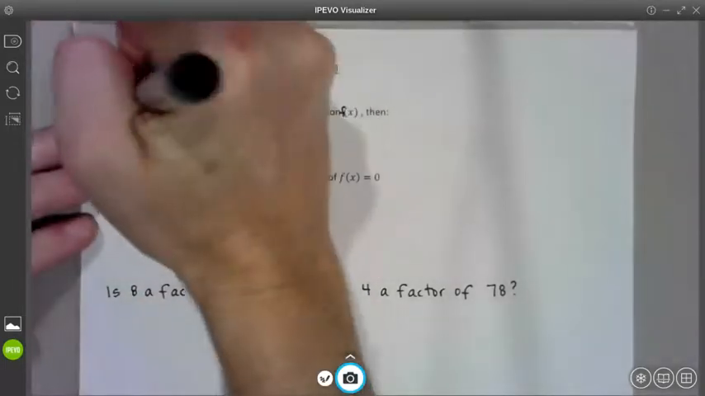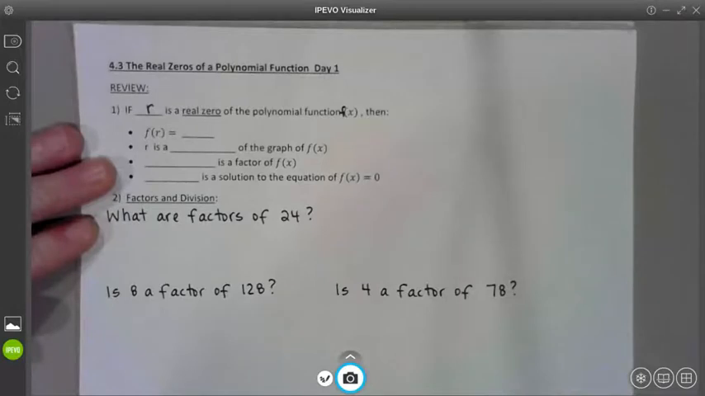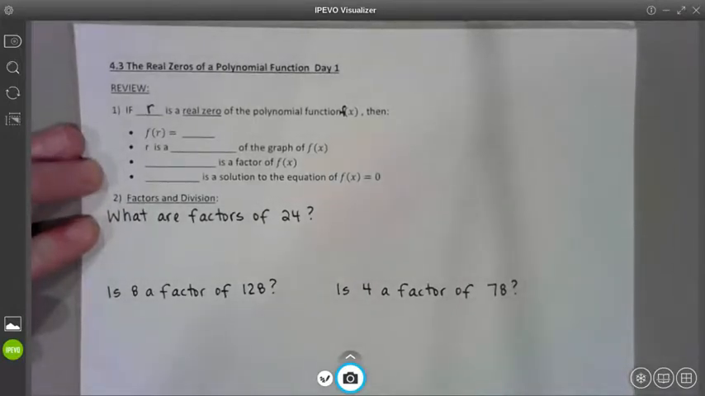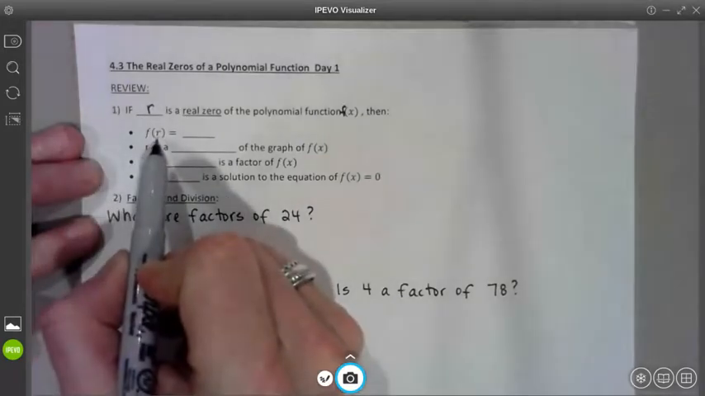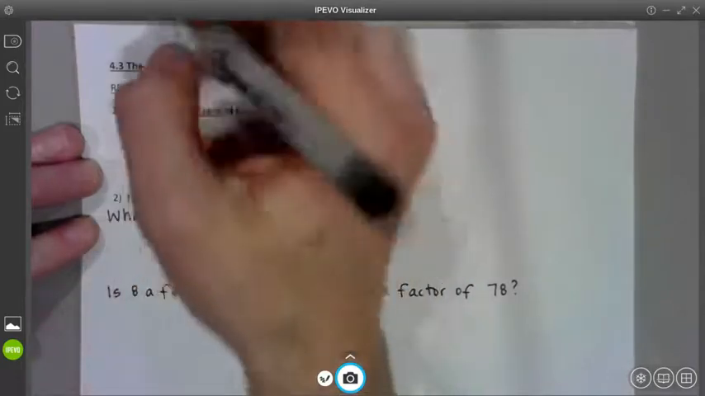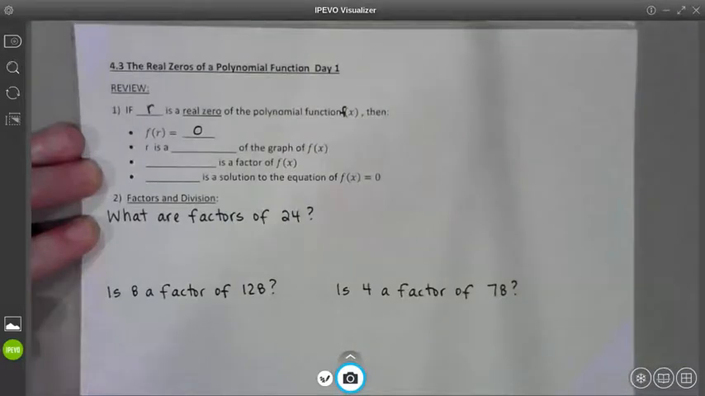If, let's say, R is a real zero, so it's a real zero, not an imaginary one, not a complex one, it's a real zero of the polynomial function f of x. Well, then what can we say about R? Then f of r, if you plug r into that polynomial function, it's going to make it equal 0. That's why we call him a zero of that polynomial, all right?